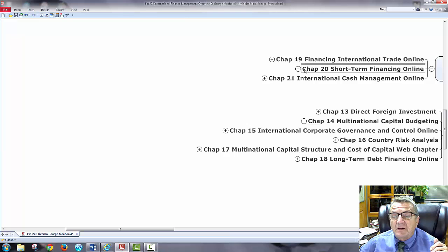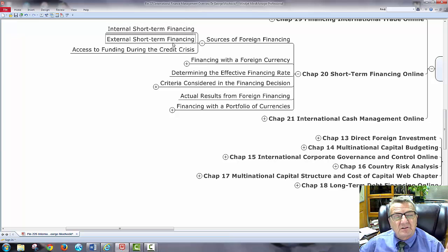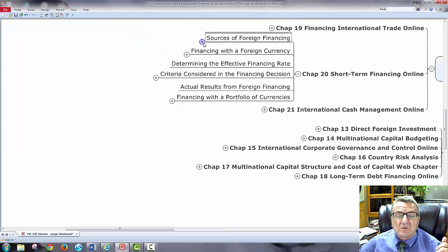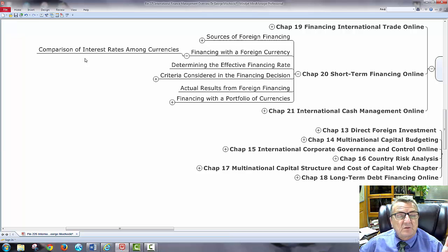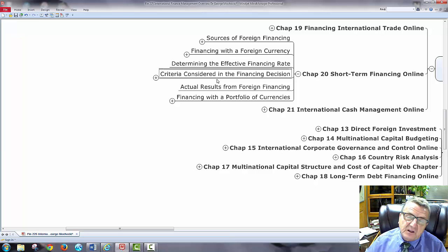Okay, and then Chapter 20, short-term financing. How do I do short-term? Sources of foreign financing. There's a lot: internal, external, access to funding during a credit crisis, financing of a foreign country, comparison of interest rates among currencies, and determining the effect of the financing rate, which is better. Where do I keep the money? I need to keep the operation going, but do I pull out my profits so I can make a higher return? Look, I'm a multinational organization. I have stockholders. I have owners, and that's the job of the finance manager. I'm learning this class. Or if I'm a small business working up to the international market, I understand what my options are. Okay?